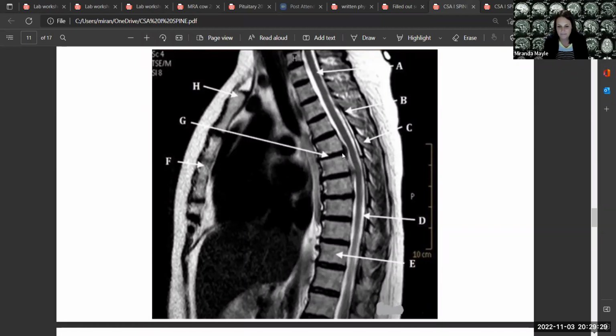What is G? Intervertebral disc. Anybody notice anything wrong with G? G. G is in George. What's wrong with it?